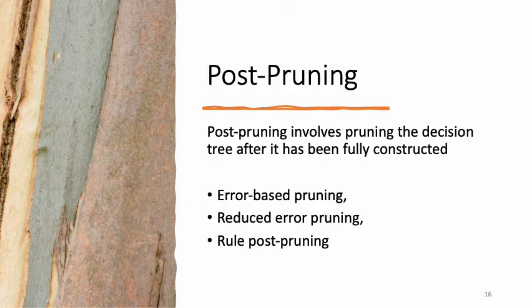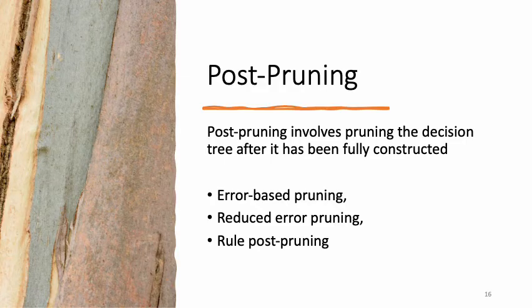The second approach is reduced error pruning. This method prunes subtrees if doing so reduces the overall error rate. It relies on the error rate on a validation dataset to decide on pruning. This method is effective in producing simpler and more interpretable trees.